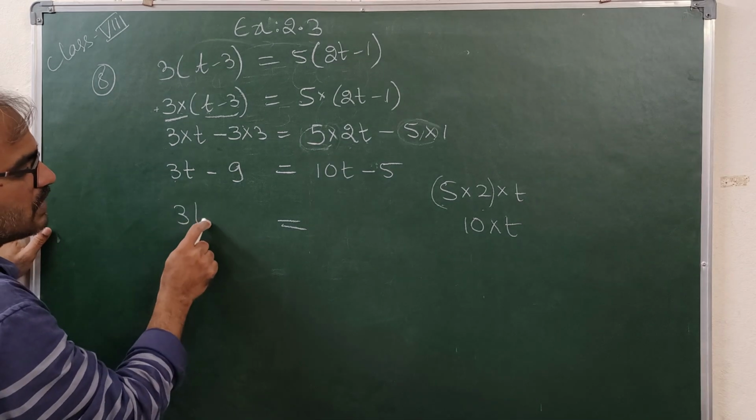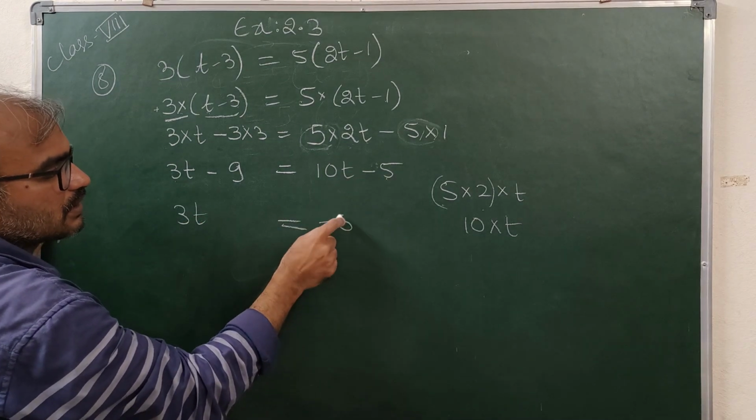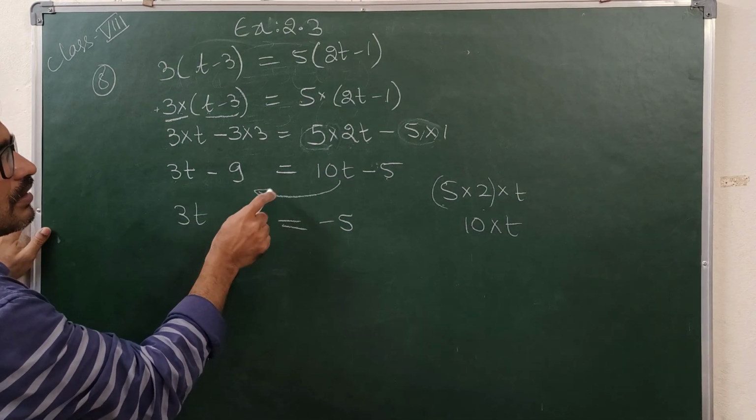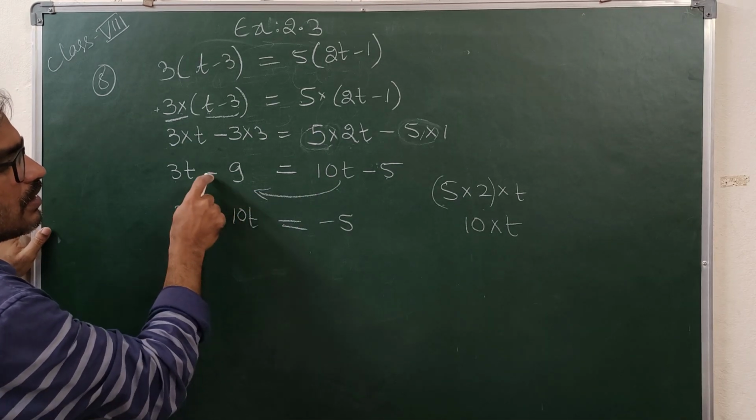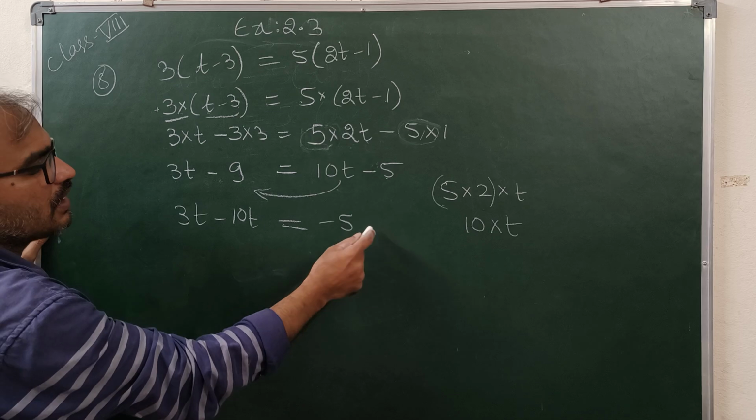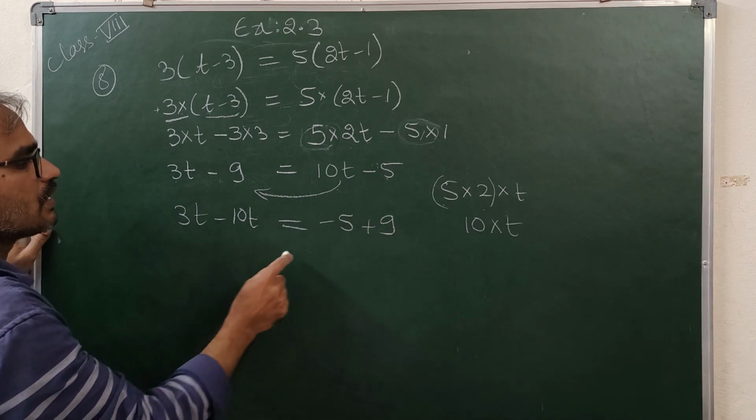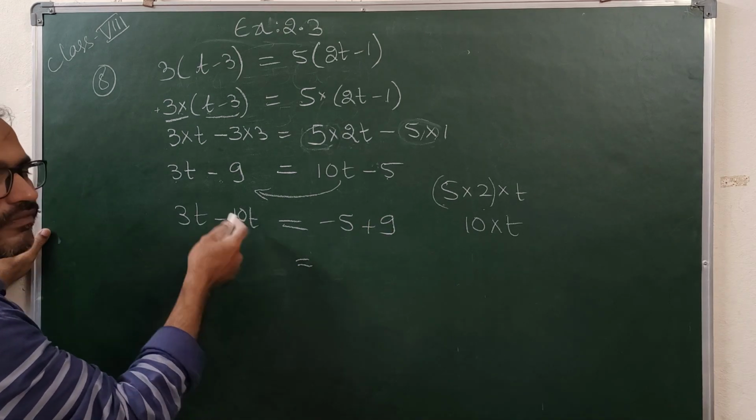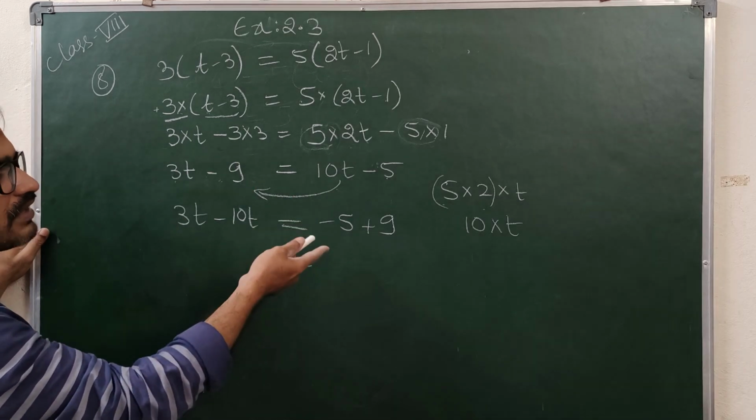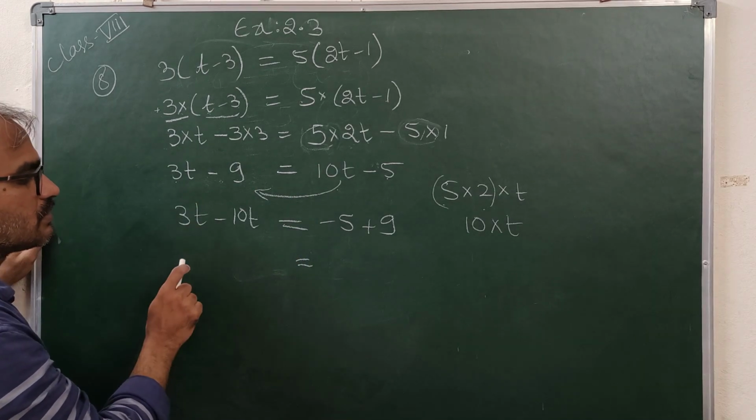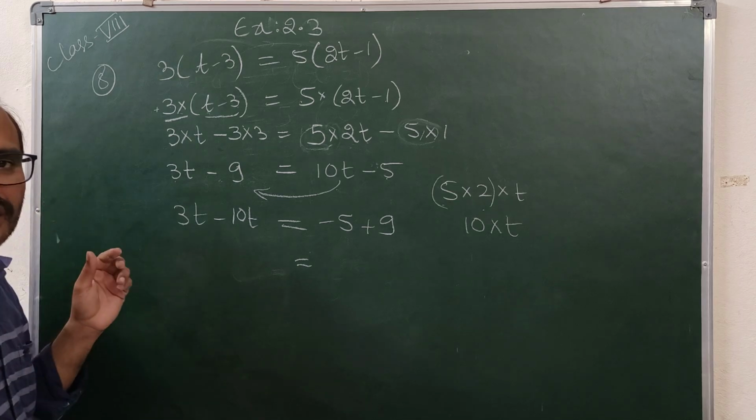Now again, equals under equals. Variable terms on the left side, constant term here on the right side. 10t from right to left will become minus 10t. Minus 9 from left to right will become plus 9. When you are changing their places, from left to right or right to left, just change their symbols. So 3t minus 10t.